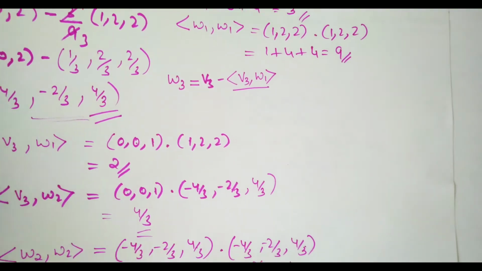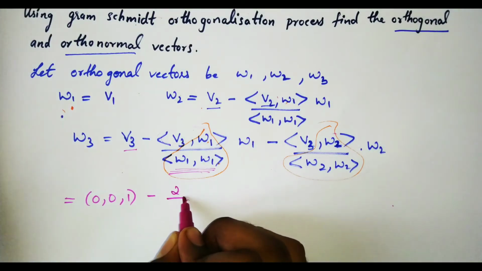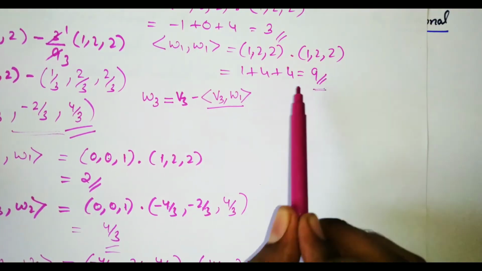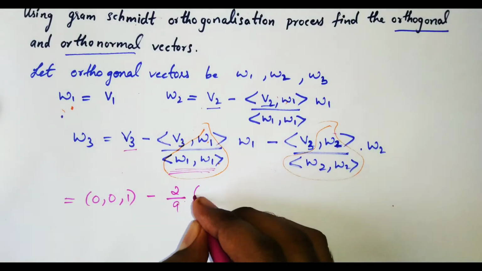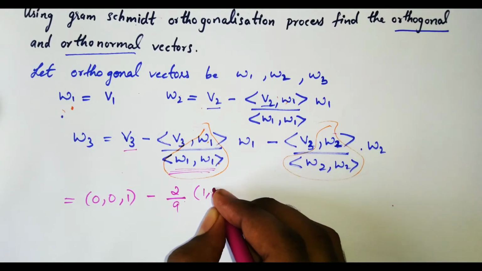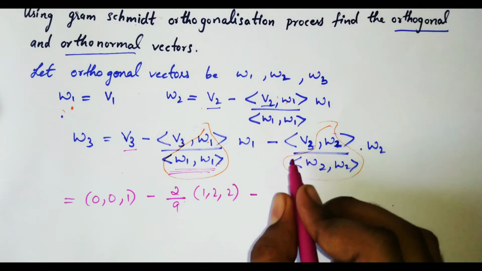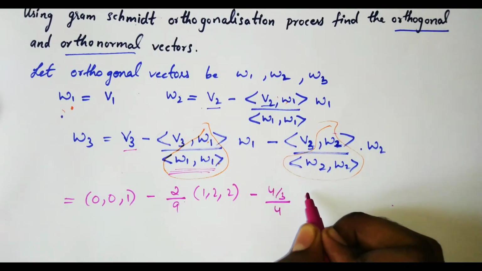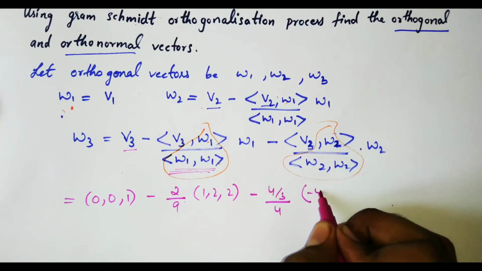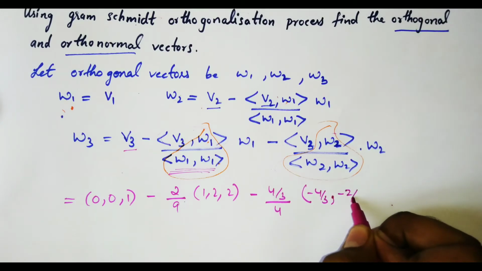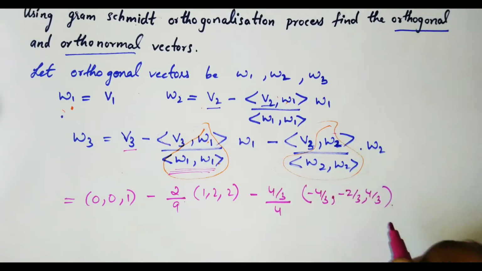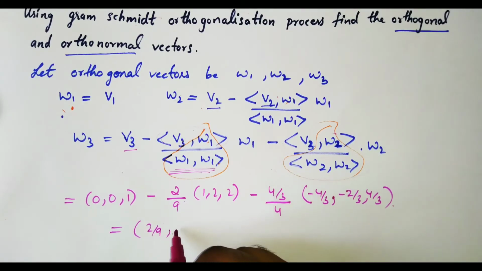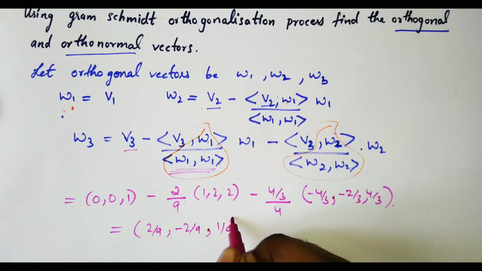It is given as 2, so I'll just mention it as 2. And W1 we know it is nothing but 9. Into W1 we know it is (1, 2, 2) minus this part, it is given as 4 by 3, divided by this thing we found out, it is 4 into W2, given as (-4/3, -2/3, 4/3). So after doing all this calculation, we'll get the answer as 2 by 9, minus 2 by 9 and 1 by 9. So this will be the final answer.